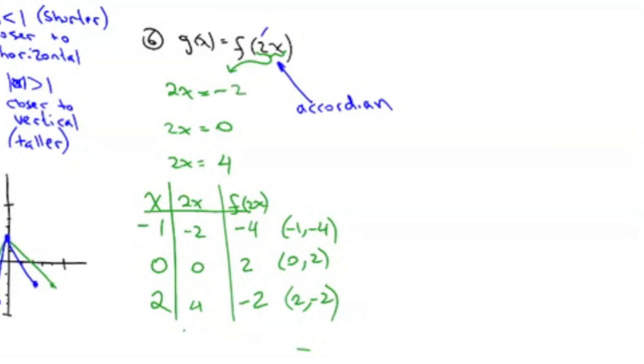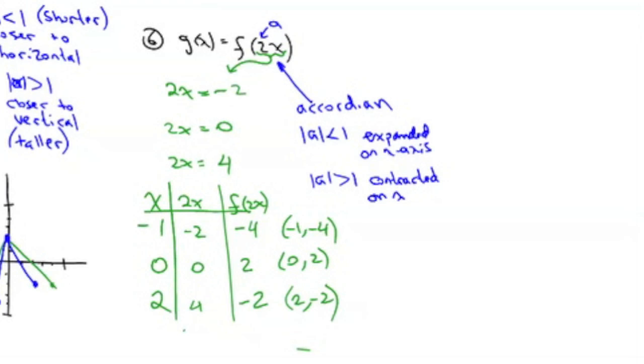So when this A, we call 2A, when the absolute value of A is less than 1, this thing gets expanded along the x-axis. So it's the accordion going out. It's taking the graph and stretching it out. If the absolute value of A is greater than 1, then it gets contracted along the x-axis. So that's the accordion going in and squishing the graph into a smaller and smaller space.